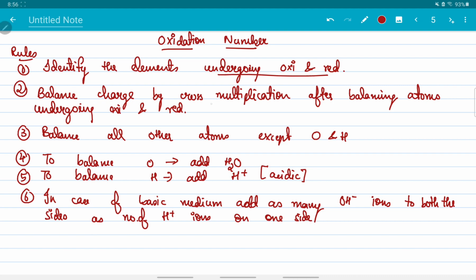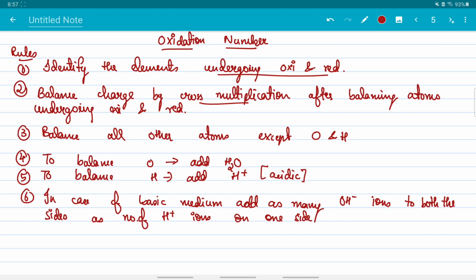Now you might not understand what this cross multiplication means right now. Let me show you one example and then you will understand. Here I'm only giving the basic rules, then I'll show you with an example. I suggest you make a note of these rules also, so that it will be easy for reference and at revision time.